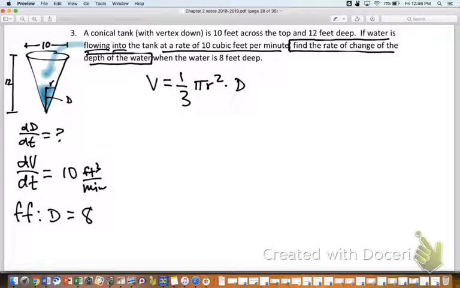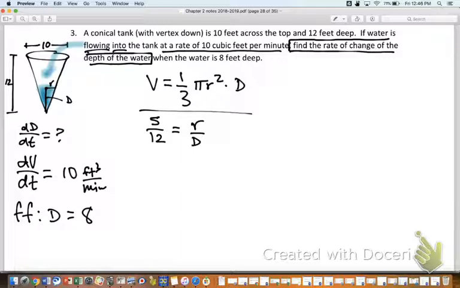Similar triangles. Yes? So check this out. I can actually use this idea of similar triangles to reduce my number of variables and make this easier. So what I'm going to say is this. I hope this makes sense. 5 is to 12 as R is to D. Why would I use a 5 instead of a 10? Diameter is 10. That's right. Diameter is 10, and I want my radius. 5 is to 12 as R is to D.